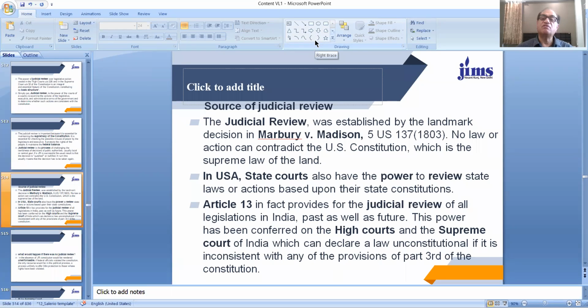This Article 13 of the Indian Constitution in fact provides for the judicial review of all legislations in India, past as well as future. This power has been conferred on the High Courts and the Supreme Court of India, which can declare a law unconstitutional if it is inconsistent with any of the provisions of Part 3 of the Constitution. Meaning thereby, if a law contravenes fundamental rights, it can be declared null and void, exercising the power of judicial review given in Article 13.